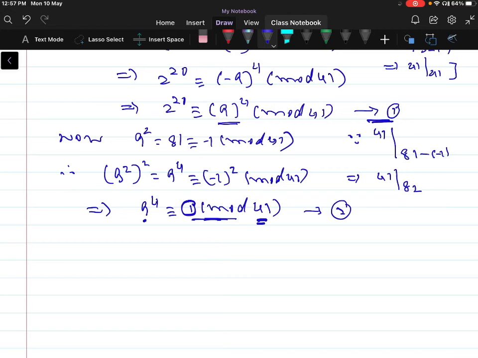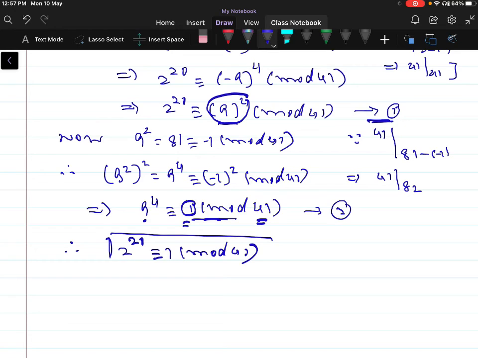So in equation 1, in place of 9 to the power of 4, we substitute 1. So therefore we can write 2 power 20 is congruent to 1 modulo 41. Using equation 2, equation 1 reduces to 2 power 20 is congruent to 1 modulo 41.